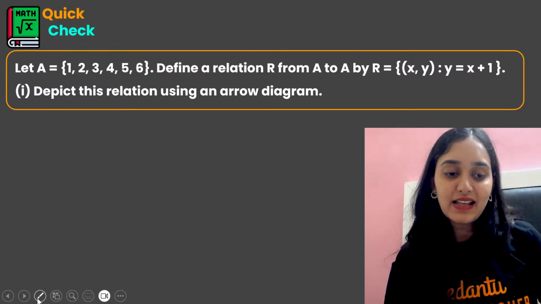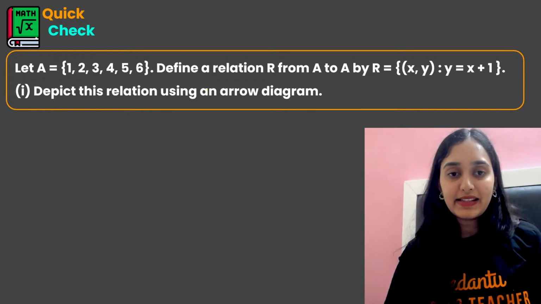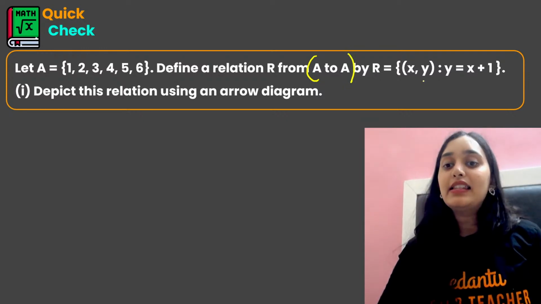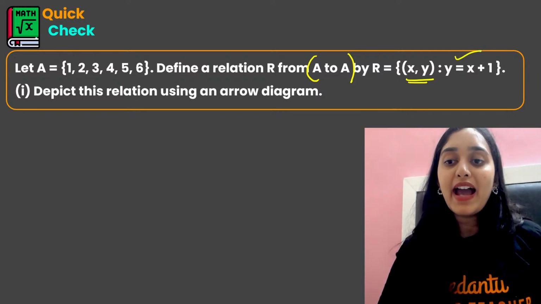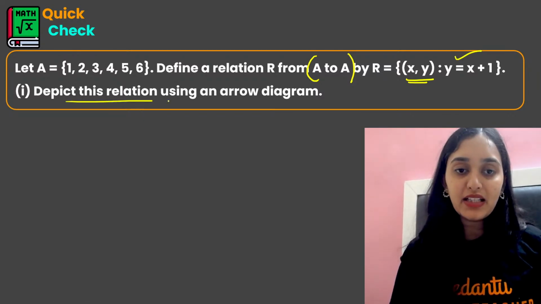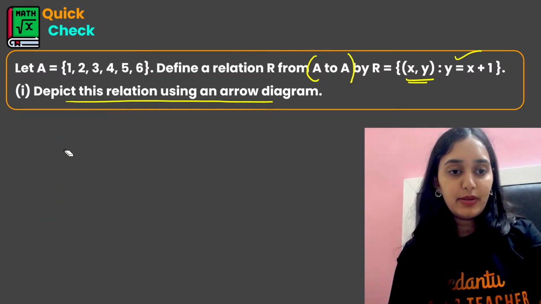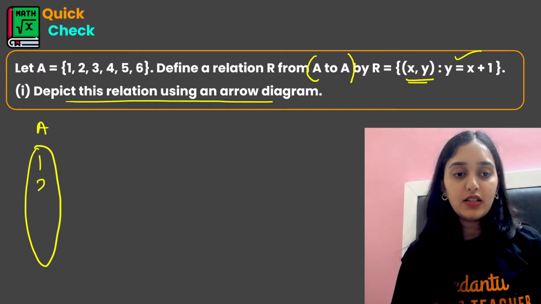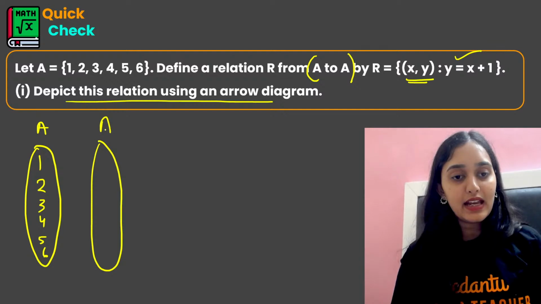Okay, let's practice some questions. Number 1. Set A is 1, 2, 3, 4, 5, 6. Define a relation R from set A to set A such that it has ordered pairs (x, y) where y is x plus 1. Depict this relation using arrow diagrams. First of all, let me take it bigger. So I have set A: 1, 2, 3, 4, 5, 6. I have set A again: 1, 2, 3, 4, 5, 6.